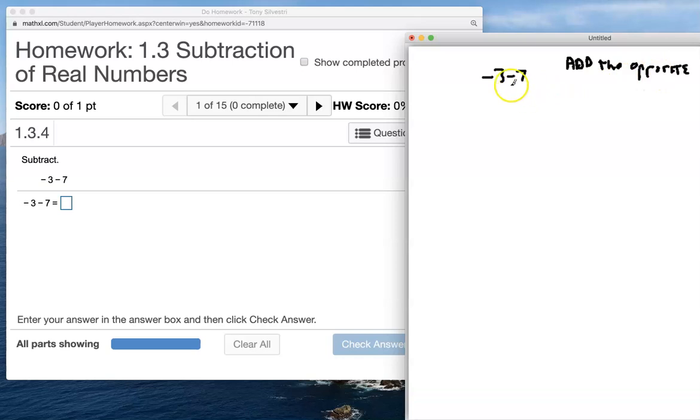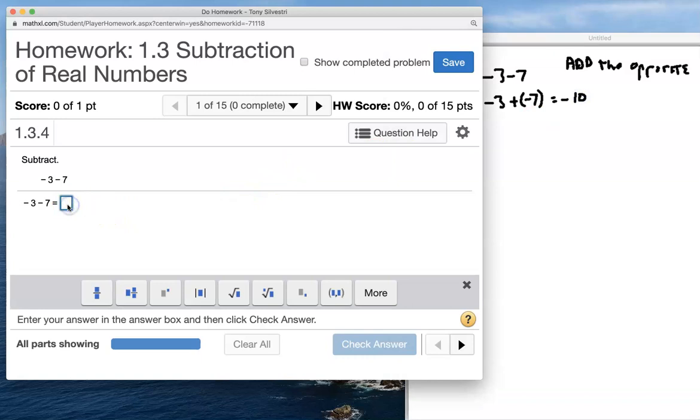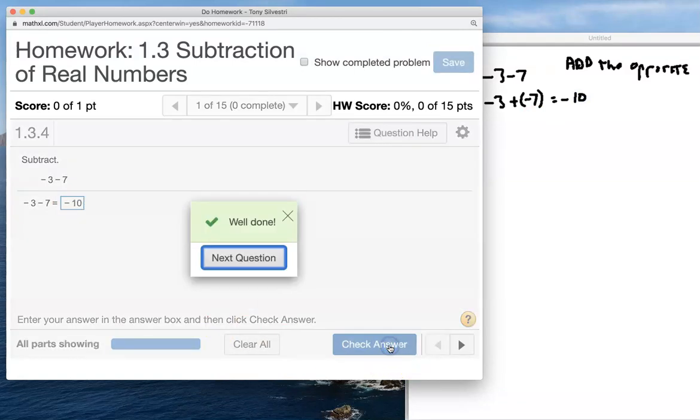What does that mean? Don't do subtraction. Keep the first number. Change the minus to a plus, and then change the 7 to the opposite of 7, which is negative 7. That's add the opposite. So now you know how to do that from the previous chapter. Negative 10. There you go. That's it. That's all you do. Add the opposite. Keep that in the back of your mind.